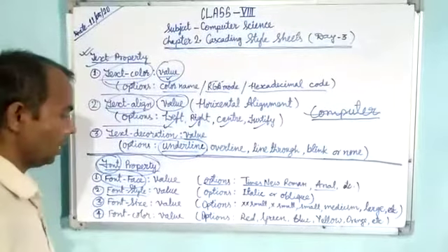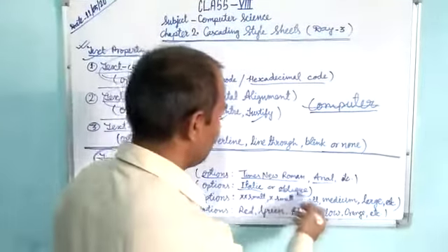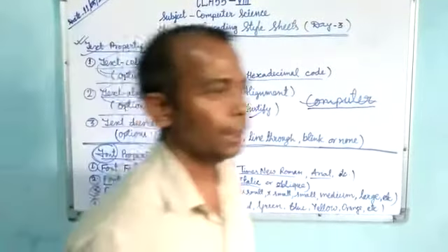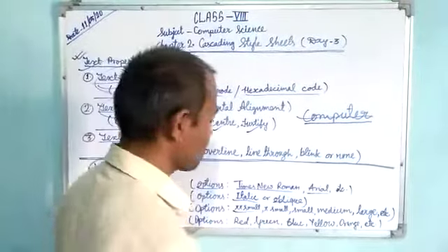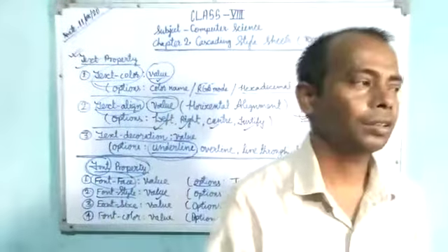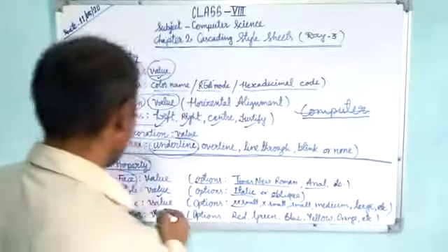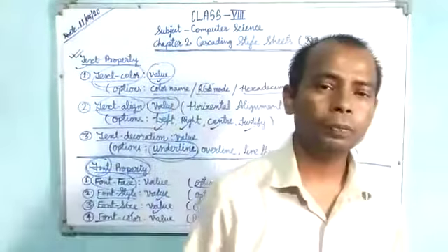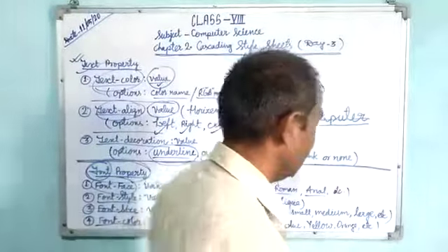Again, font style. In font style we can put italic or oblique values. Then font size, which size we want, so again we put the font size value. It may be xx-small, x-small, medium, xx-large, x-large, large, like that. Whichever size we want, we put that value. Again the font color: if we want to change the font color, we put the color value, either red, green, blue, yellow or orange.